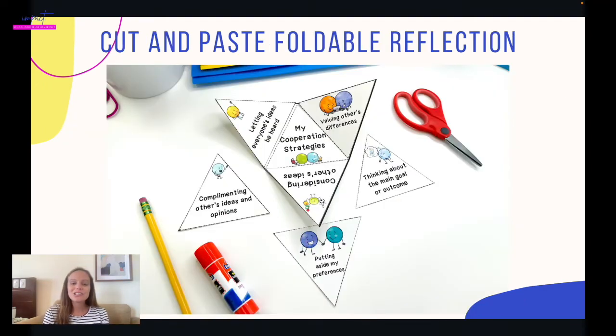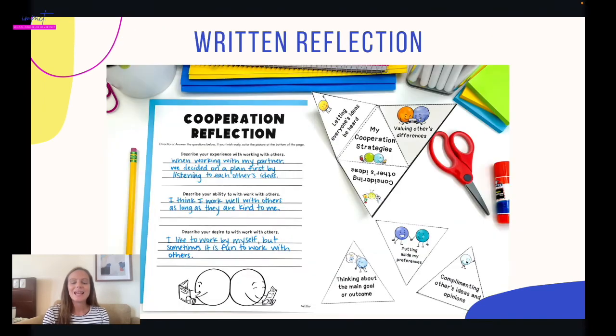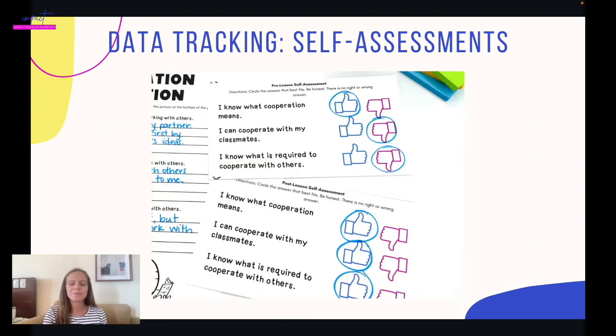And then we have our reflection piece. After you come back together after that activity, it's time for some independent reflection. The kids are going to make a cut and paste foldable, and this is where they can identify their cooperation strategies. And then there is a written reflection that serves as a companion to this. They're going to answer questions about describing their experience working with others, their ability to work well with others, and their desire to work well with others. And you may have to guide the students through these questions, especially if we're talking about second graders.